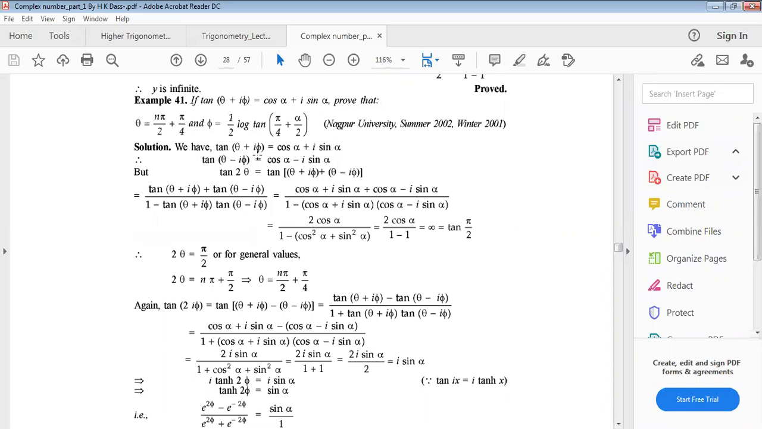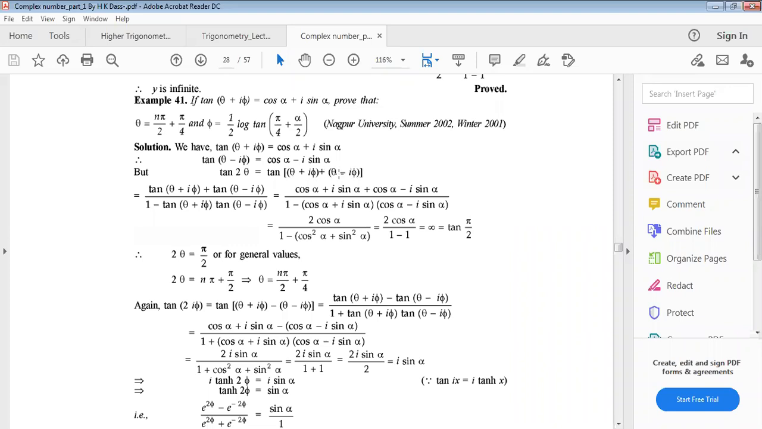This is given. Similarly, if we take the complex conjugate, tan(θ − iφ) equals cos α − i sin α, with the sign changed. This is the complex conjugate form. Now tan 2θ can be written as tan((θ + iφ) + (θ − iφ)), that means iφ cancels, just tan 2θ. I have made it to use the formula.